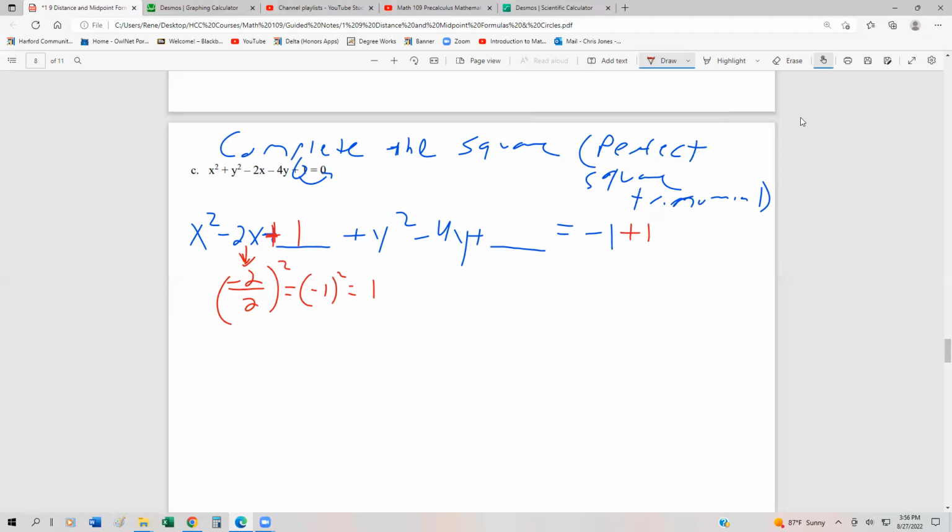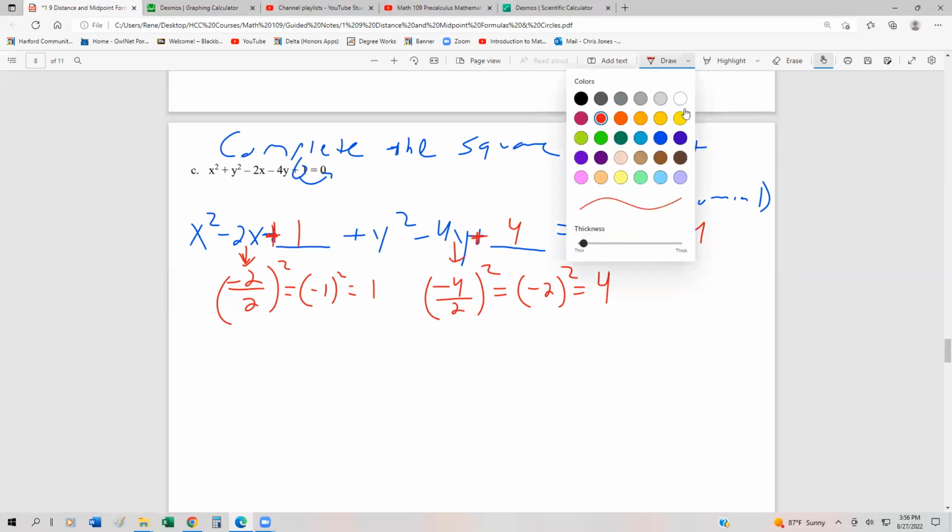Now I'm going to do the exact same thing with the y value. That means I'm going to take half of the linear y term, the term that's just the first power, and I'm going to square it. Well, that's going to be the same as -2 squared, which ultimately turns into 4. So I'm going to add 4 in this space. And again, whatever I do to one side, I better do to the other side.